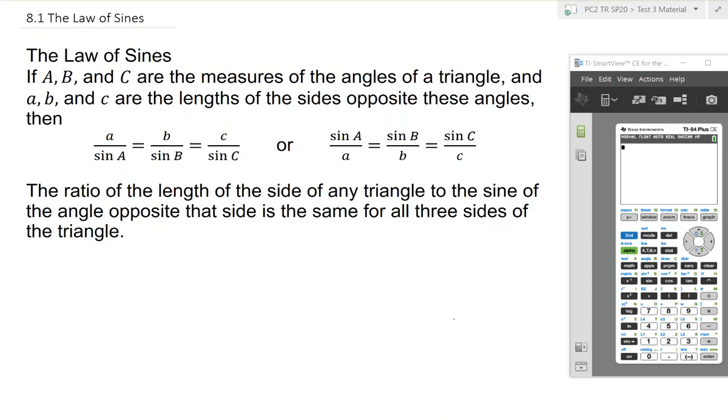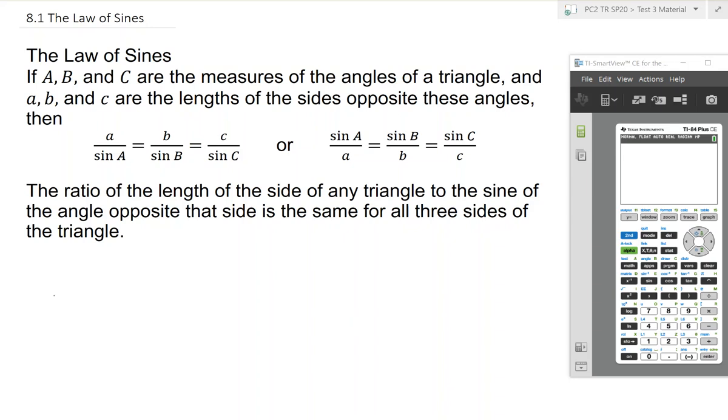8.1 covers the law of sines. The law of sines from your at-home notes shows the formula for the law of sines. You can also write it this way. You see it either way in different books, and it's nice to have both ways. It can make some problems easier to solve if you have it this way or this way.